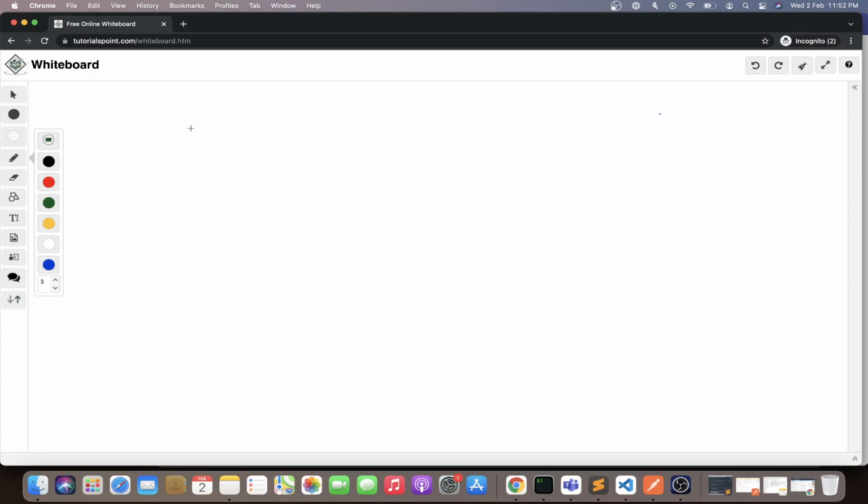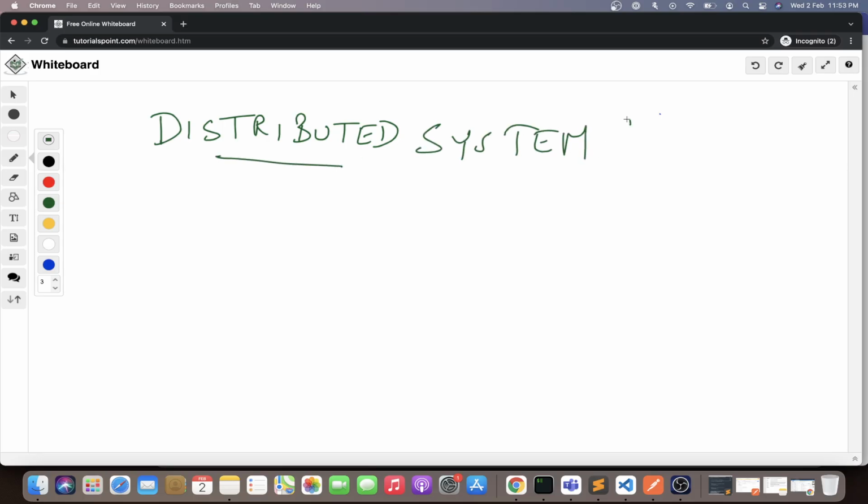In this lecture, we'll be starting with what are distributed systems. In the last lecture, we discussed monoliths, how things happen, and the different aspects of them. So today we'll talk about this type of architecture.